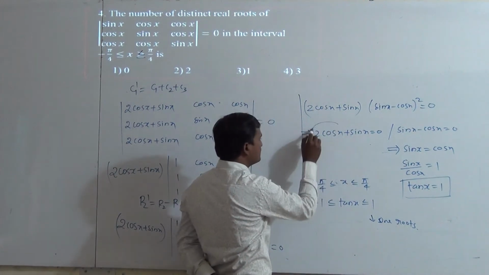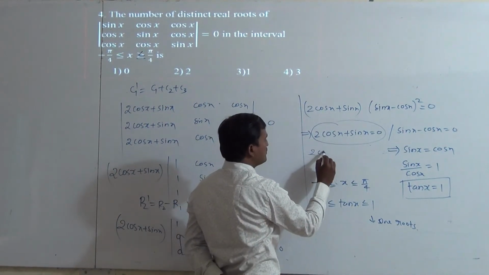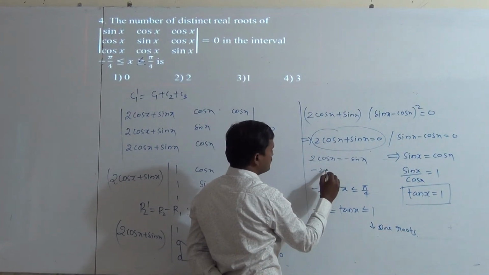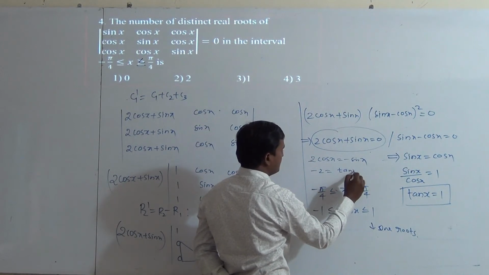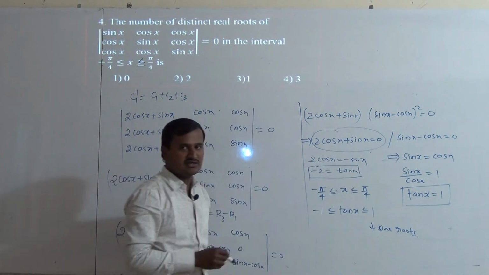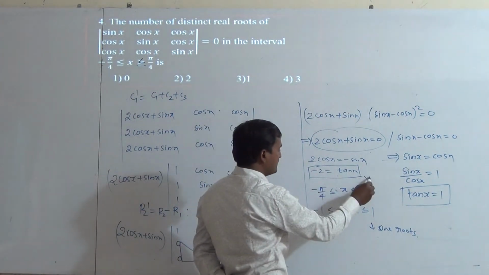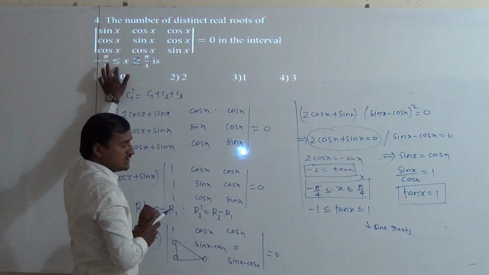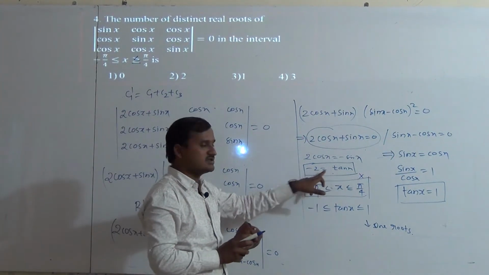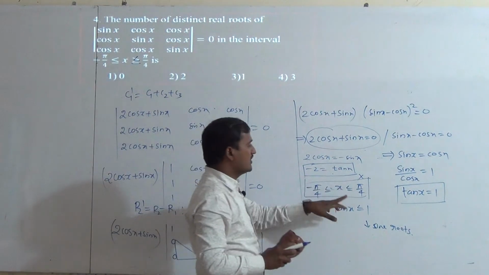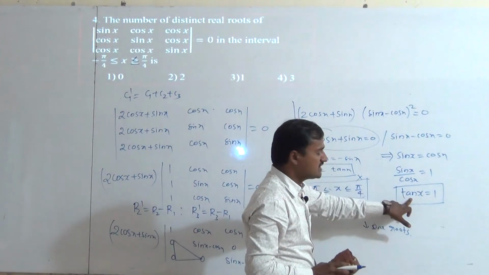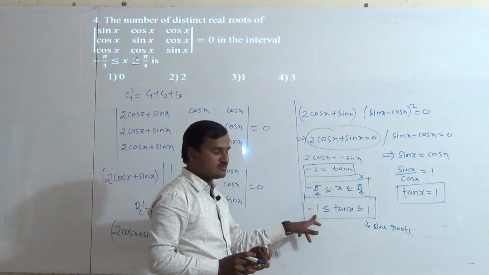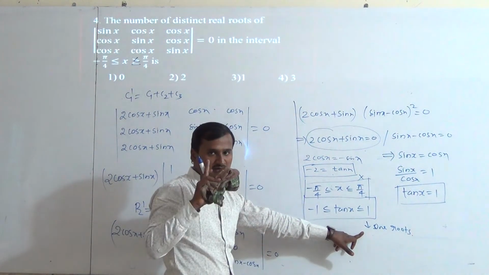Suppose if you take the other one, 2 cos x is equal to minus sin x, or tan x is equal to minus 2. In this case this result becomes false, which means this result does not hold when you take tan x equal to minus 2. Therefore if you take sin x by cos x equal to 1, that is tan x equal to 1, then tan x lies between minus 1 and 1.